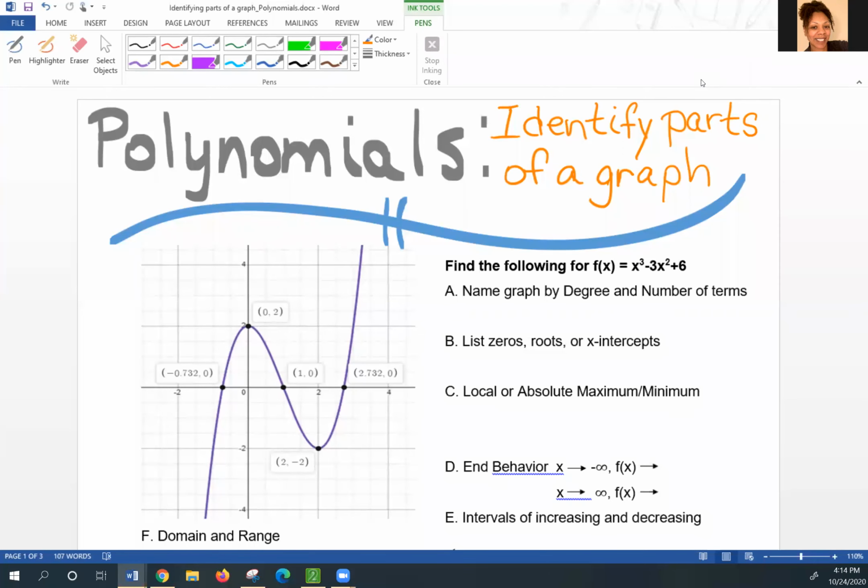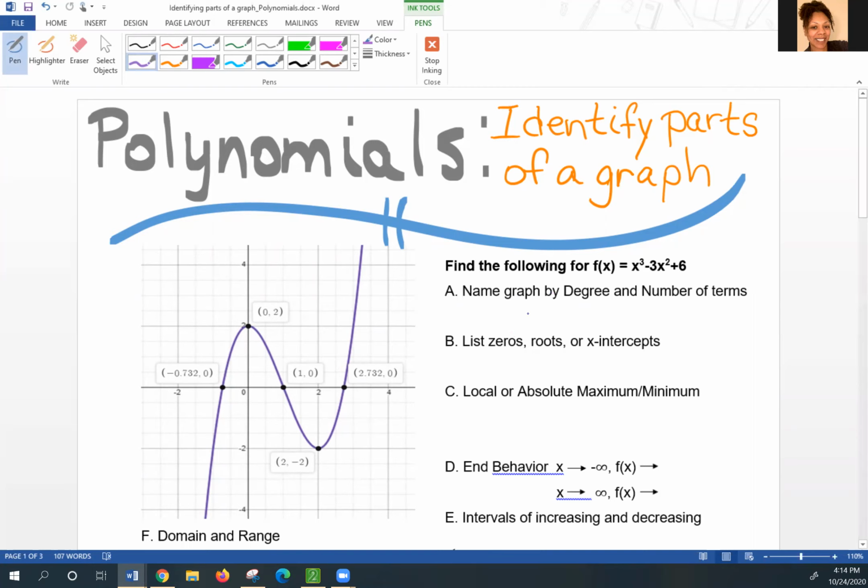Given a graph that's already labeled, we're going to identify the parts of it. This specific graph represents the function f of x is equal to x cubed minus 3x squared plus 6. So the directions are asking for us to find the following.